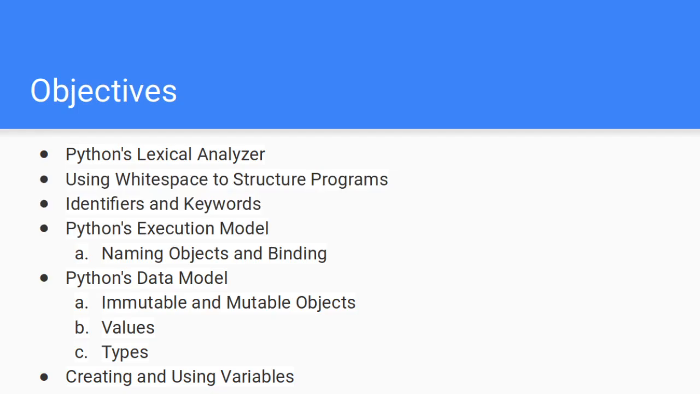The objectives for this session are talking about Python's lexical analyzer and using whitespace to structure the programs in Python. Also, we'll talk about identifiers and keywords, and Python's execution model, the data model, and we'll wrap up with creating and using some variables.